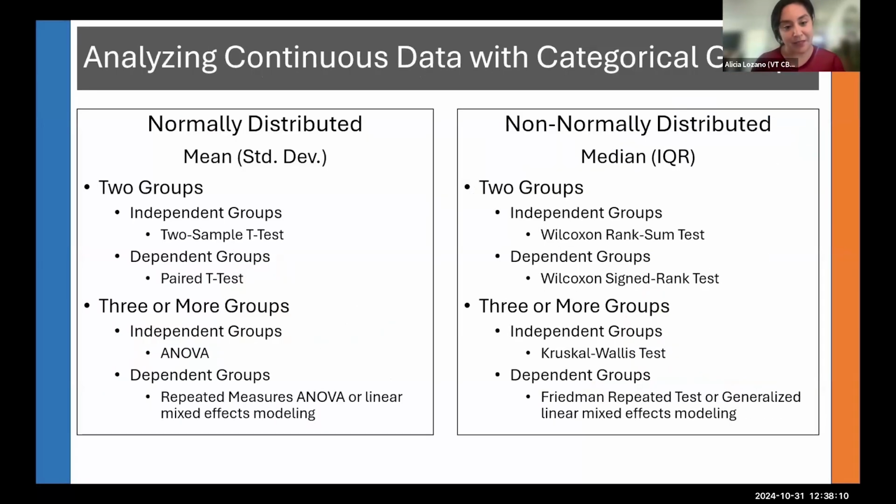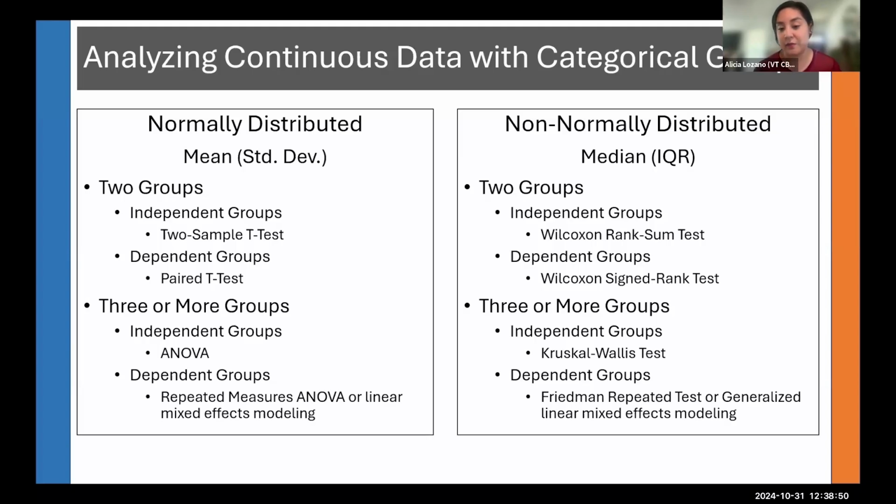So next slide, please. So now that we've covered the normal distribution and done a little bit of review there, we can dig into different types of tests, starting when we're wanting to analyze continuous data with categorical groups. When your data is normally distributed, we typically analyze it, as I said before, using means and standard deviations. If you're specifically interested in comparing your means between two independent groups, so when our groups are not related, the appropriate test to use here would be a two-sample t-test.